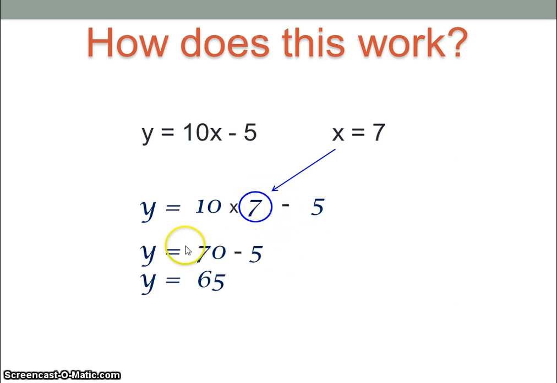Now we can just do the mathematics. So y equals 10 times 7, which is 70, minus 5, and we get our answer, y equals 65. That's all there is to it. Let's have a look at another example and some of the steps that you would go through.